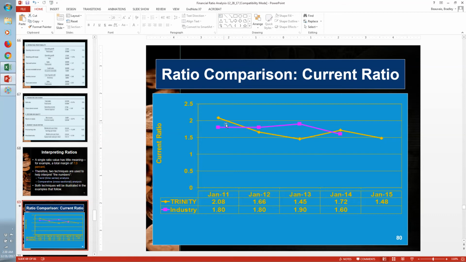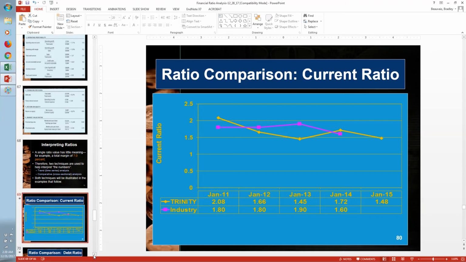It looks like their current ratio is kind of bouncing around a little bit, but on a general downward trend. So then the question, of course, is why is this happening? What's going on that we're losing this position and we're suddenly below the industry average with respect to our current asset strength? And more importantly, what do we do about it and how do we reverse that trend?